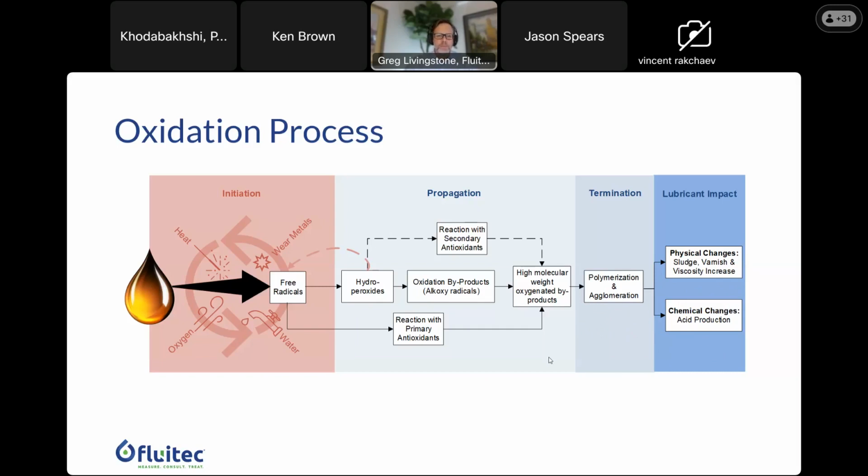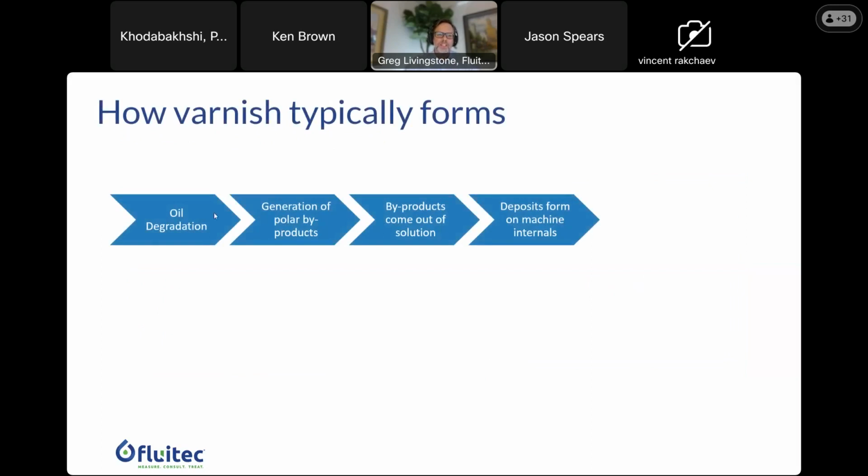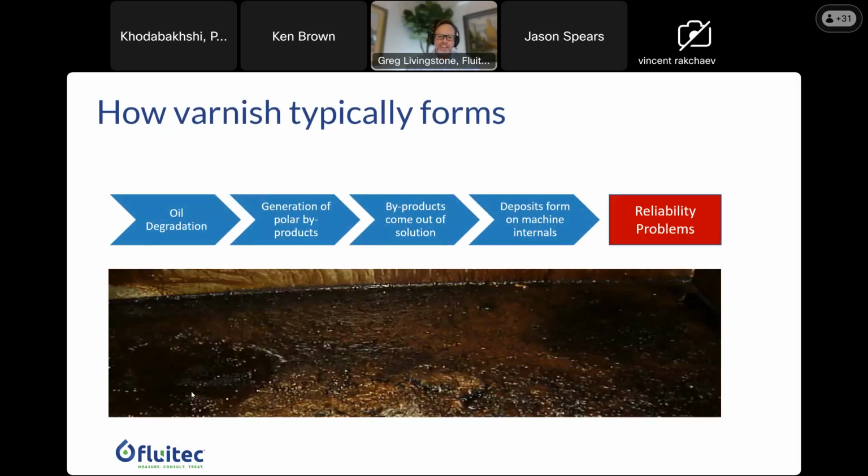So I think you're all familiar with oxidation and this process. How varnish typically forms is that we have some form of degradation process that creates polar byproducts that eventually come out of solution, form deposits on machine internals, and then cause reliability problems. Again, this is a high-level review.